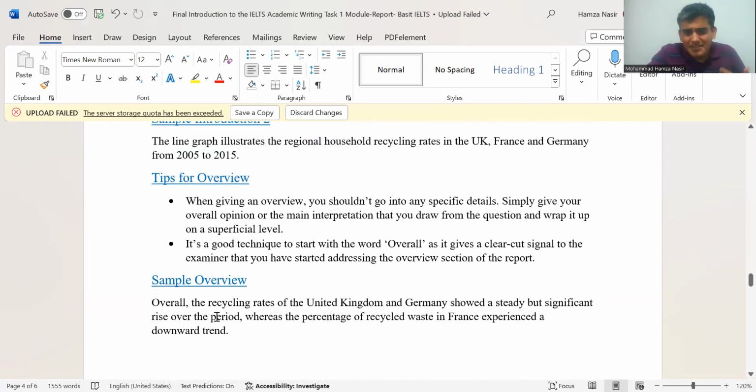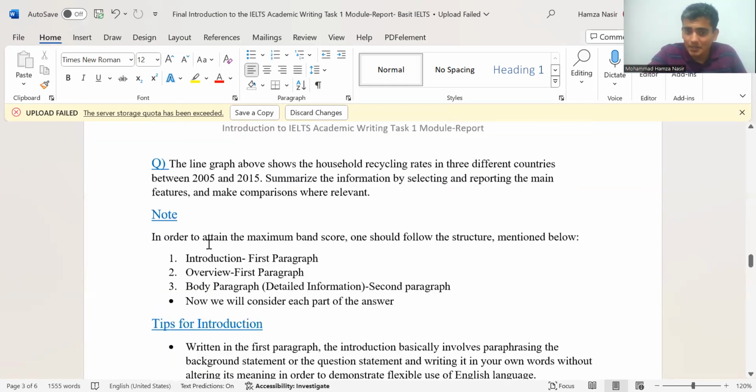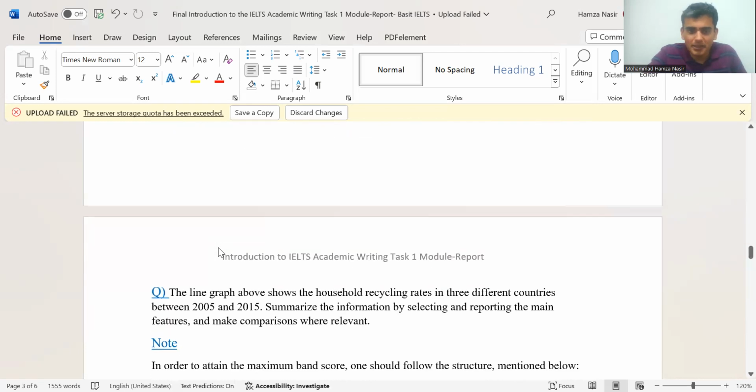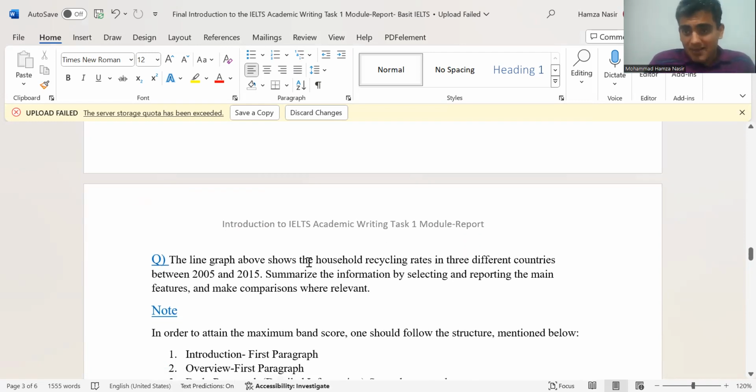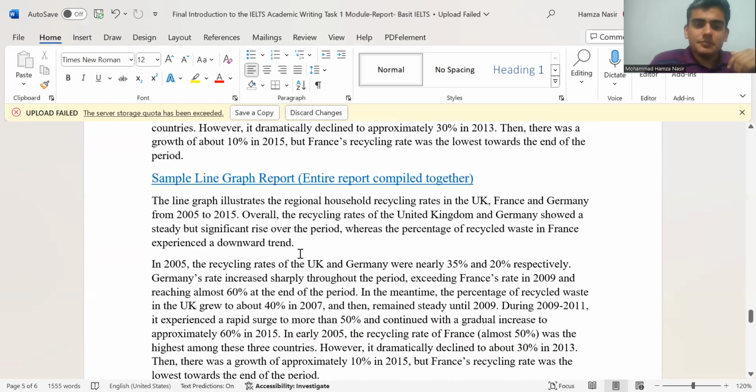So let's revise this quickly. Okay, so this was your diagram. Your x-axis is the time period, y-axis is your regional household recycling rates for three countries, UK, France, and Germany. The question says the line graph above shows the household recycling rates in three different countries between 2005 and 2015. Summarize information by selecting and reporting the main features and make comparisons where relevant. So let's read it at a stretch now.